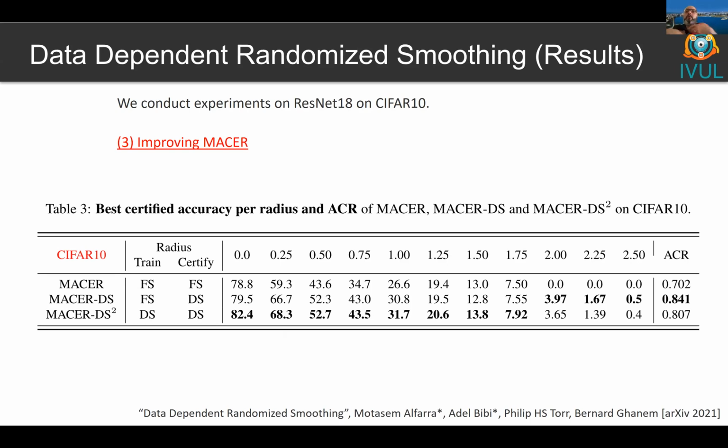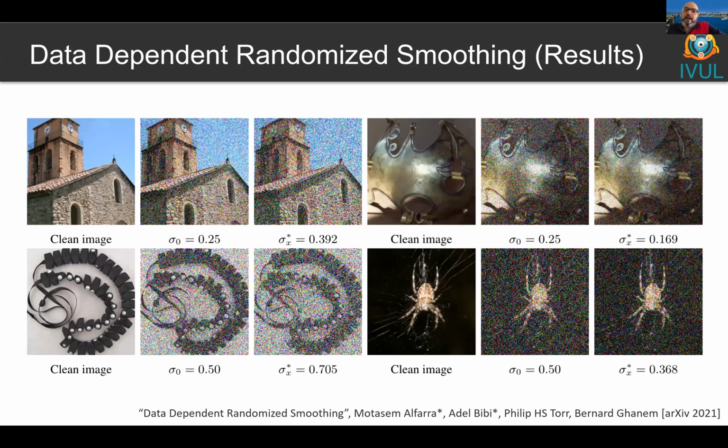All right. So here are some qualitative examples of what it means to use different noise variances for different images. It basically tells you that certain images are easier than others to classify, so you can allow for more noise to be added to them. And what that means is that if you can classify them with this much noise, the certification radius is much bigger. So you see here, there are 4 examples.